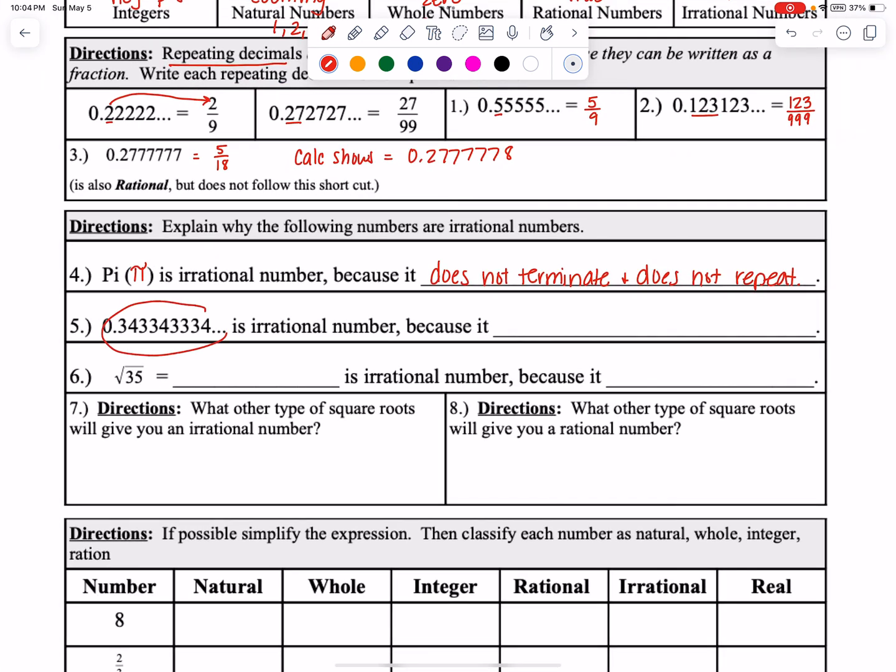Why is this number irrational? Take a look at it. Do you see any repeating? Nope, because it, and we can put ditto marks, does not terminate and does not repeat.